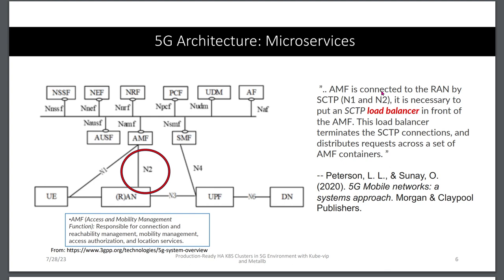So for me, that's the most interesting part: with all of these services, which service needs a load balancer to talk to the outside world? From a DevOps engineer point of view, that's what I care about, because that means I need to make sure it's highly available, so that if one node loses connection, the RAN, the gNB here, can still talk to the AMF function. So that's why this is important.